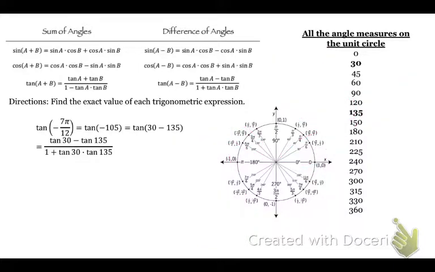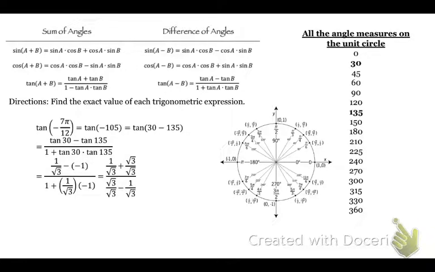Okay, so that means tangent of 30 is 1 over the square root of 3 minus negative 1, and then 1 plus 1 over the square root of 3 times negative 1. So a double negative becomes a plus. And then when you multiply the 1 over the square root of 3 times the negative 1, it becomes negative, so that's just a minus. Same thing we did in the last one.